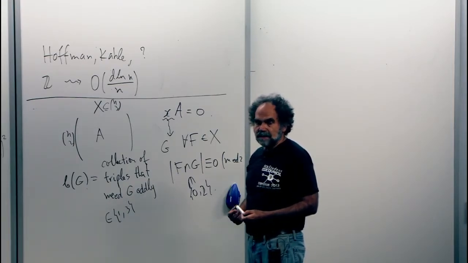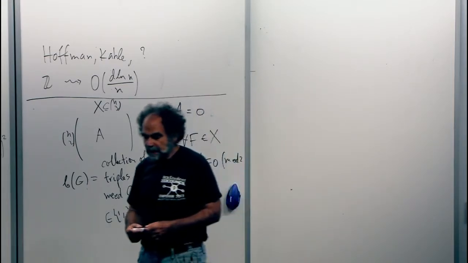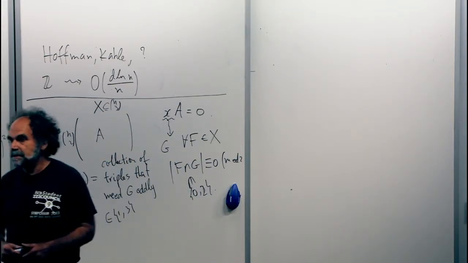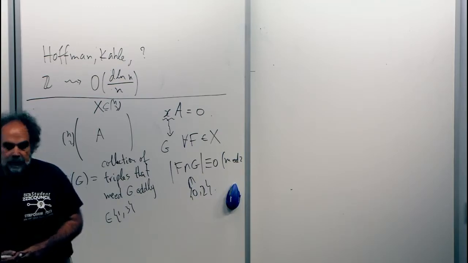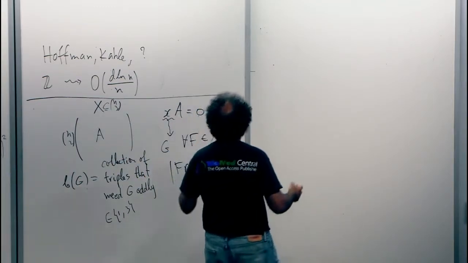So perhaps the most exciting discovery in the early stages of the theory of GMP was the phase transition at p equals 1 over n. And if you never saw this, I highly recommend it.